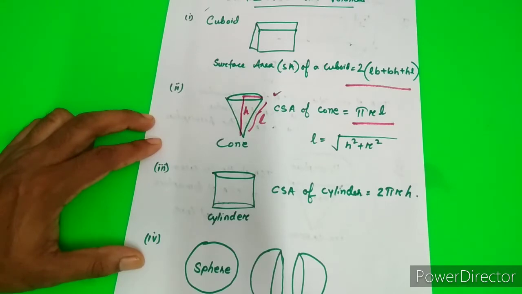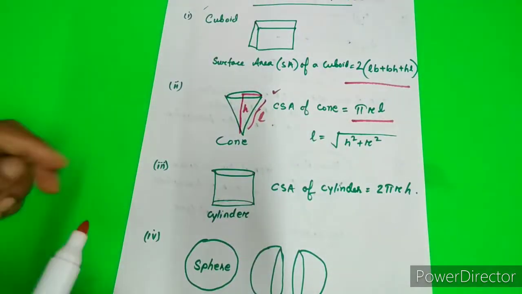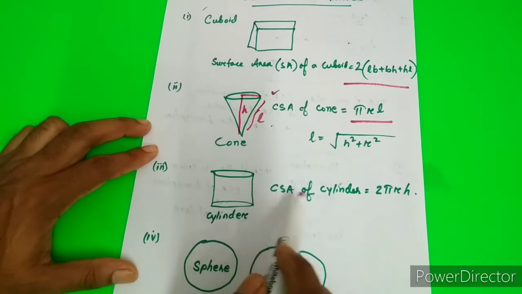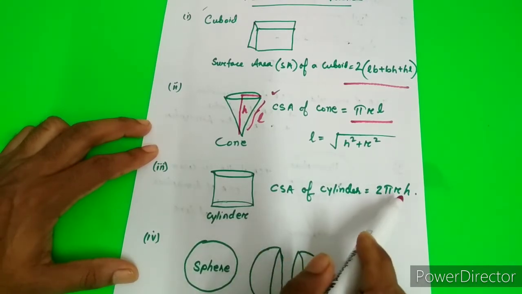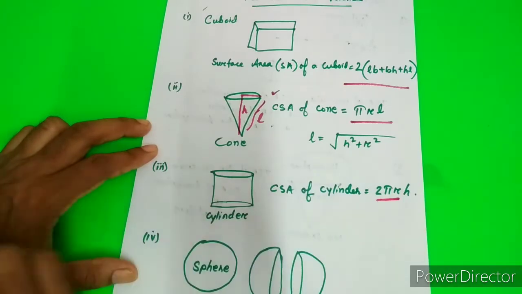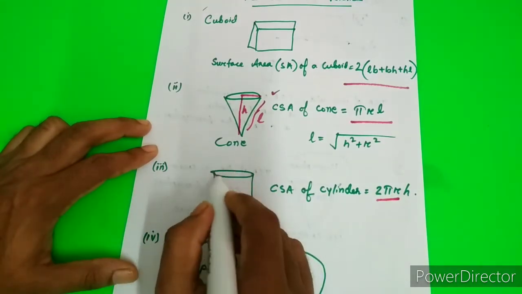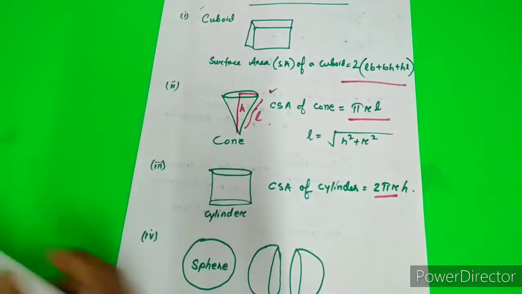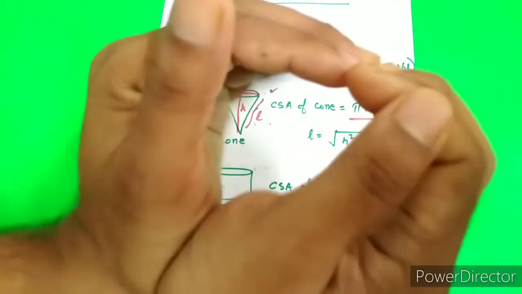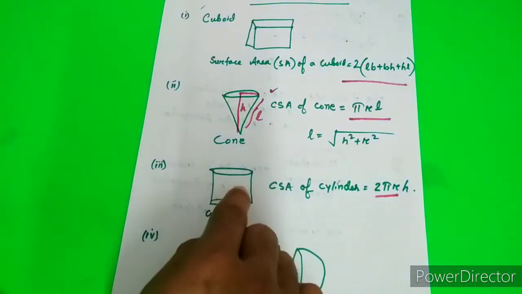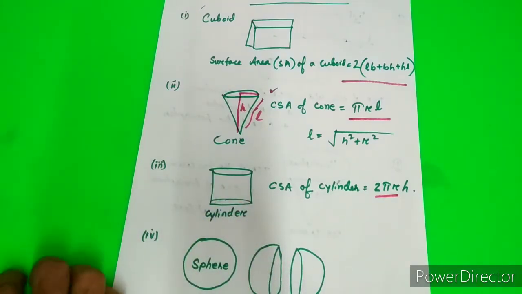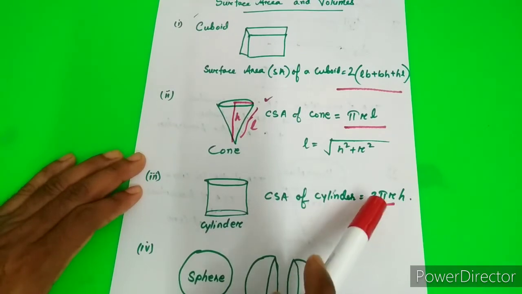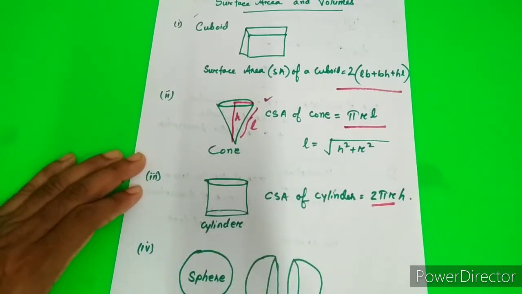CSA means curved surface area. Curved means the outer surface area, okay? CSA of a cylinder, that is, the curved surface area of a cylinder, equals twice pi R times H. What is twice pi R? Twice pi R is the circumference of the circle, and we have the height. First we calculate how big the top part is, and how much is the height of this cylinder. CSA of a cylinder equals 2 pi R H.